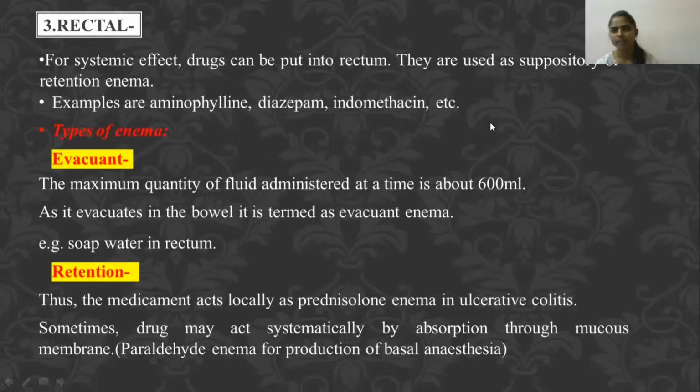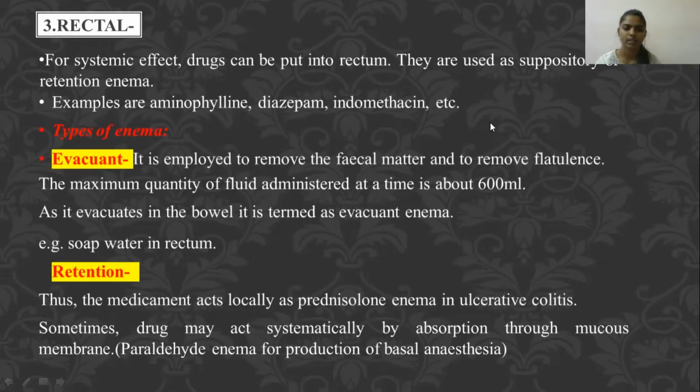So what is meant by evacuant? The maximum quantity of fluid administered at a time is about 600 ml, and as it evacuates the bowel, it is termed an evacuant enema. An example is soap water in the rectum. Then retention, where the medicament acts locally, such as a prednisolone enema in ulcerative colitis. Sometimes the drug may act systemically by absorption through the mucous membrane, so a paraldehyde enema can be used for the production of basal anesthesia. So these are some examples.